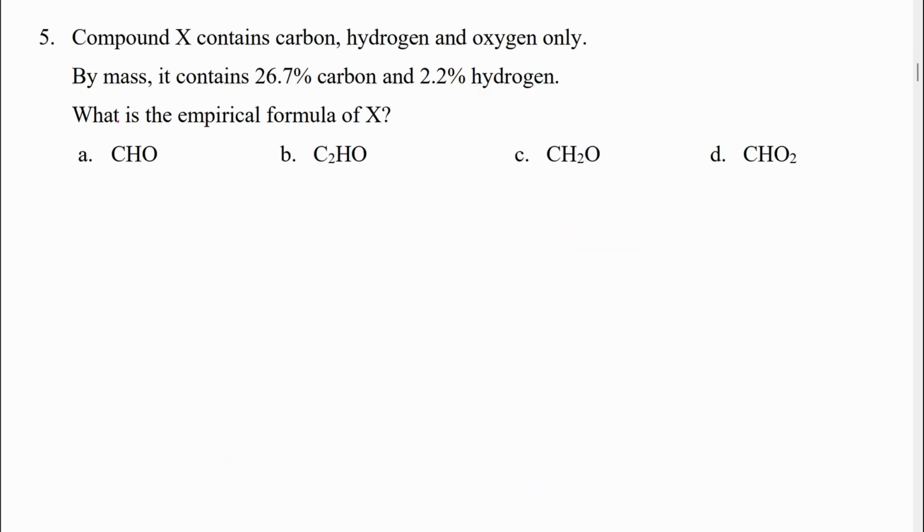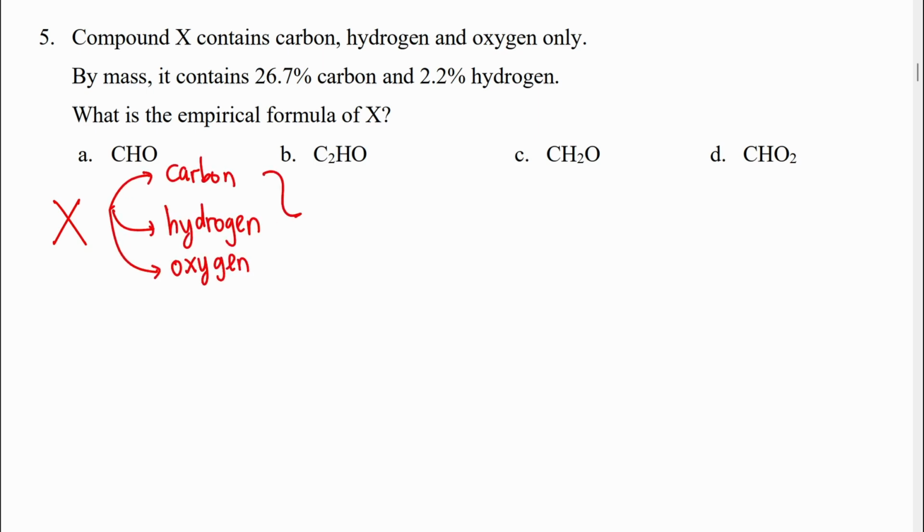Next question. Compound X contains carbon, hydrogen, and oxygen only. By mass, it contains 26.7% carbon and 2.2% hydrogen. What is the empirical formula of X? Okay, so from the question, we know X contains carbon, hydrogen, and oxygen. So all of them will add up to 100%. So we write in here C, H, O.